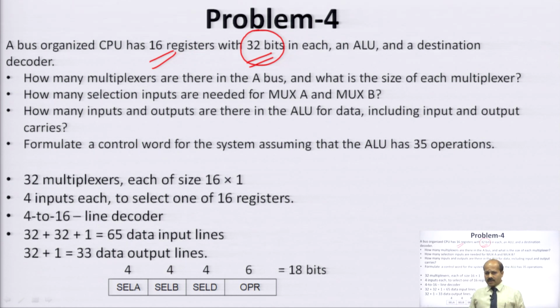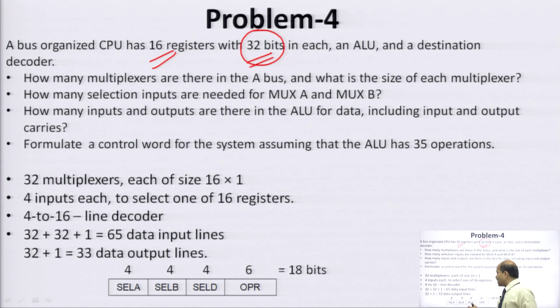You can take a reference of the previous topic which we have already discussed when we were talking about the control word. We have to write the control word for a particular instruction. In this example there are 32 bits in each register and there are 16 registers. So, we have to write the number of bits for selection A, selection B, selection D and for OPR, the operation code, where selection A is the operand 1, selection B is the operand 2 and selection D is used for the destination register.